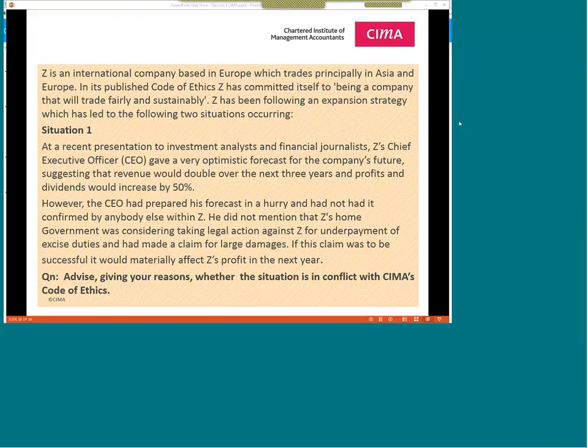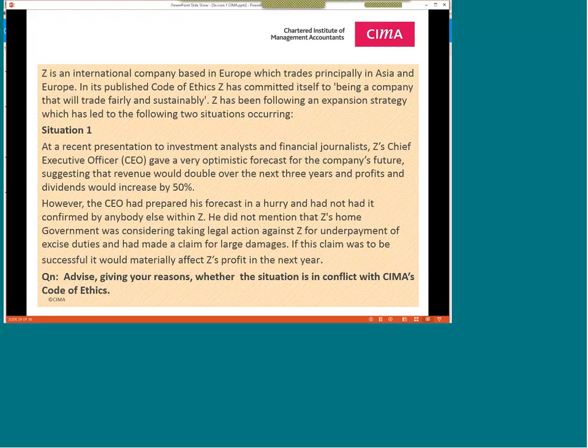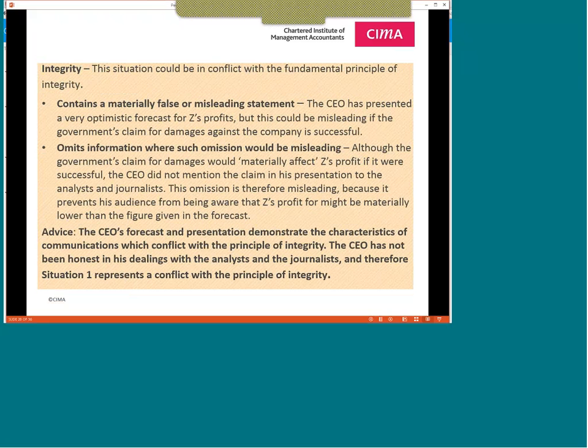I will show you now, just so you know for reference, the answer that was in the marking guide. So what was the way CIMA would like you to answer it? You have a good example. You know how the question was: advise, giving your reasons. So you need to advise and give your reasons at the same time, whether the situation is in conflict with CIMA's Code of Ethics. This is kind of the ideal answer for this particular question: first you have reasons and then there is the advice.